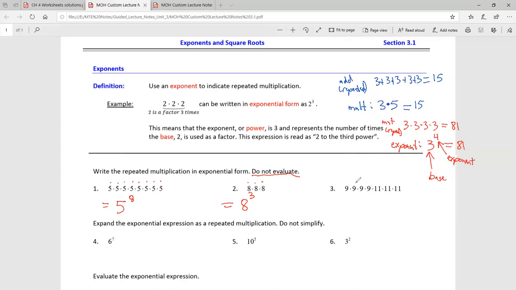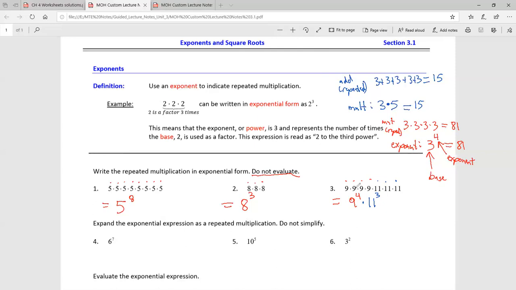So let's see, I've got 1, 2, 3, 4 of these 9s. So that's a 9 raised to the 4th. I'm going to switch colors just for emphasis, but this is still part of the same problem, times. And then we've got 1, 2, 3 of these 11s. So we need an 11 to the 3rd. If they're not all the same number, you can't just write it as a single base in an exponent. And that's all we can do. We can't do anything else since they asked us to not evaluate it.